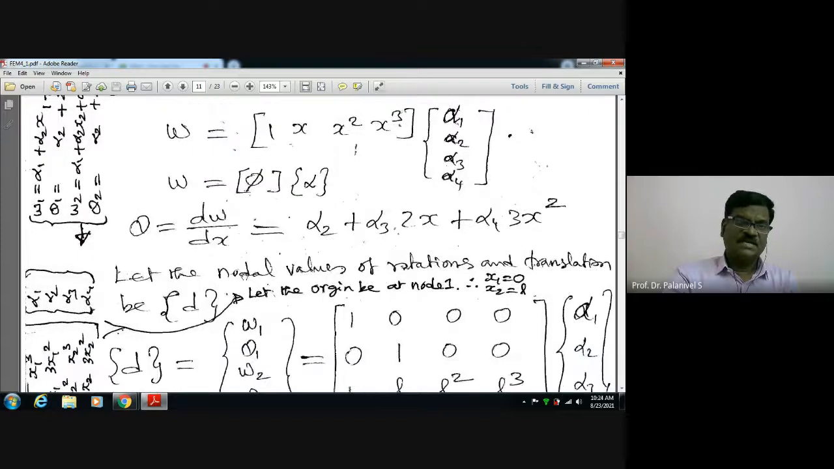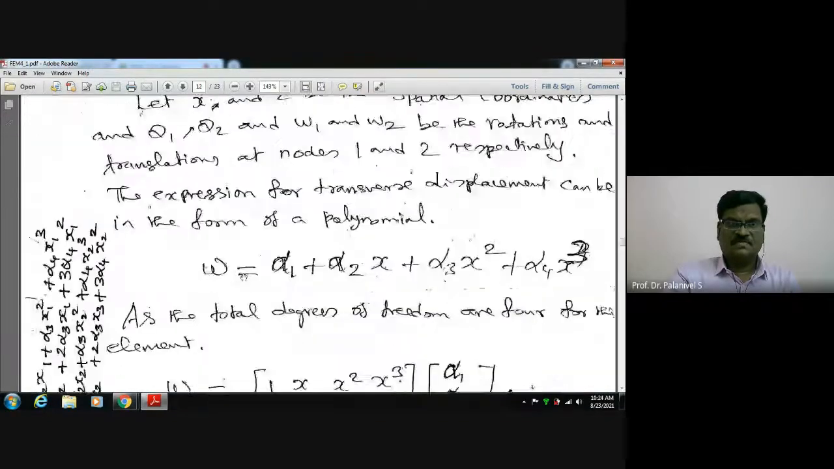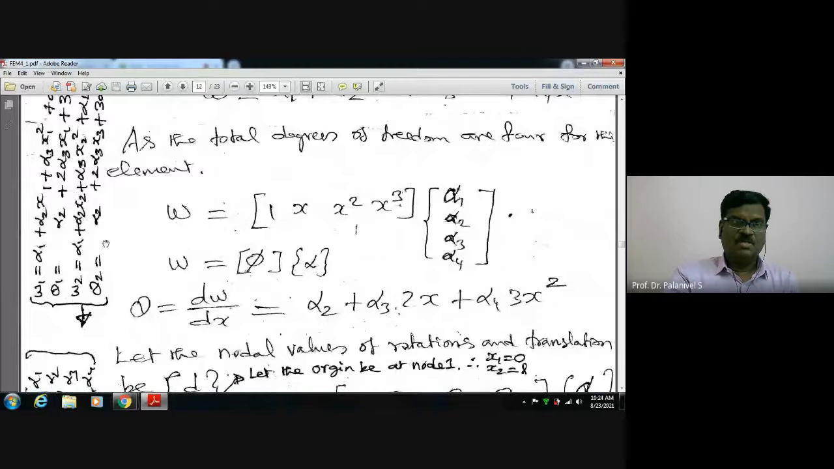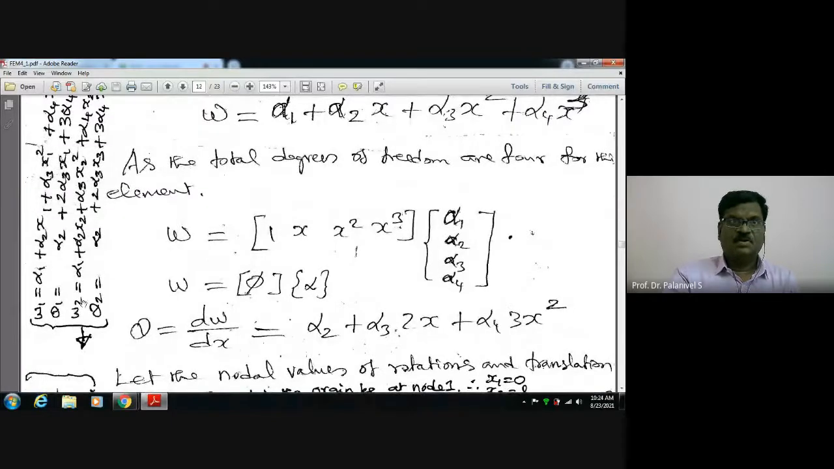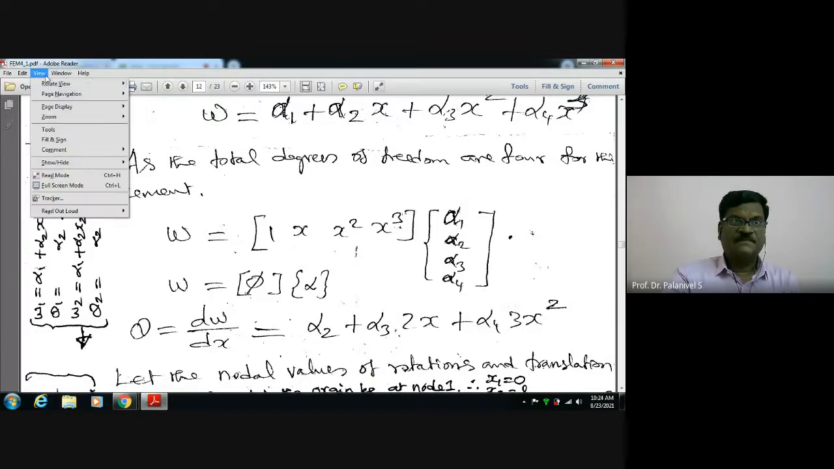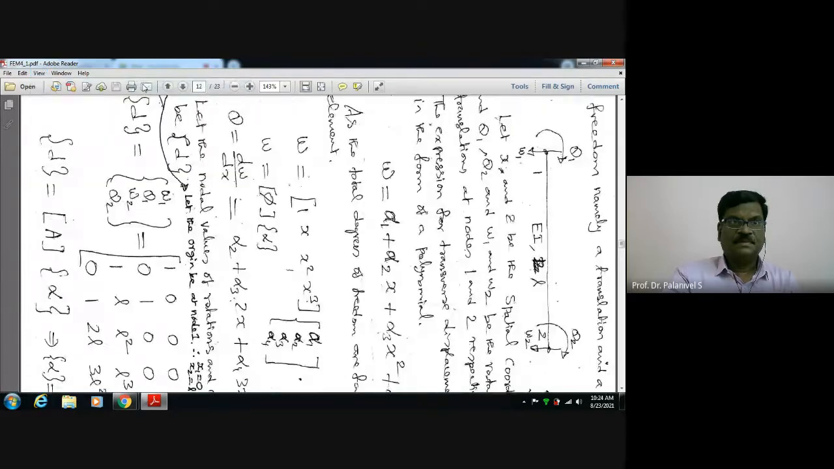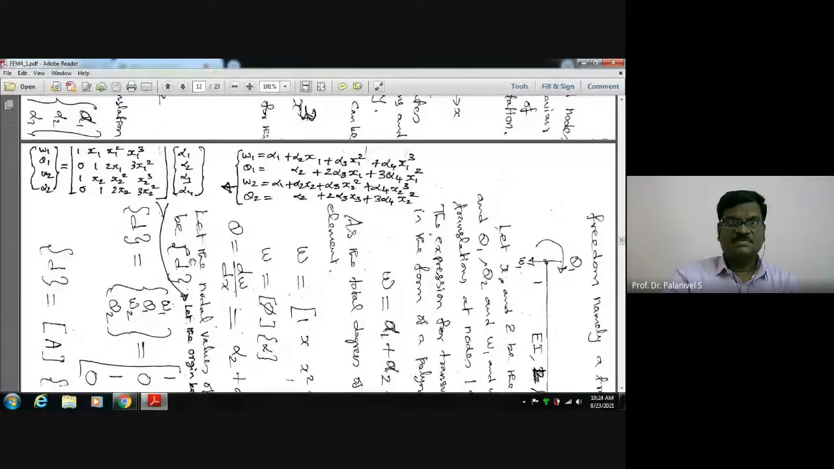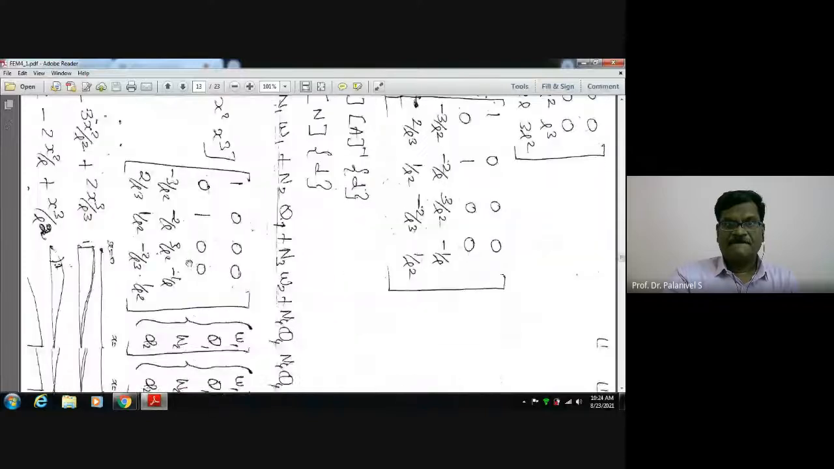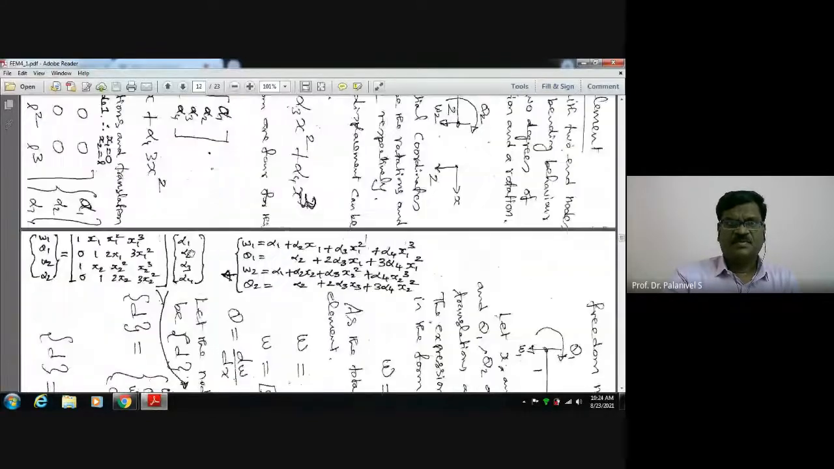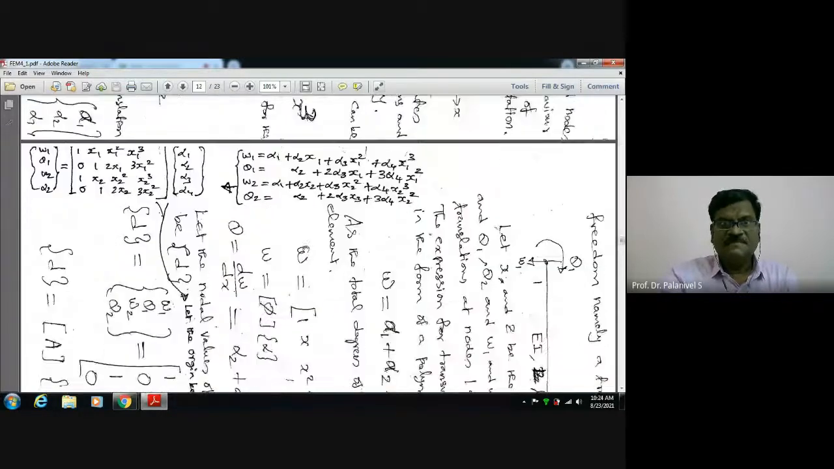Now we can write this one. Can you see? Shall I rotate and show you? You have to see this. I will do one thing, I will rotate and explain this one. One minute. Is it visible? Yeah, it's visible now. Good. See here, I will explain here.